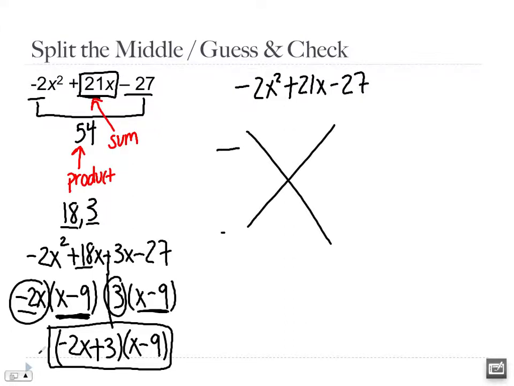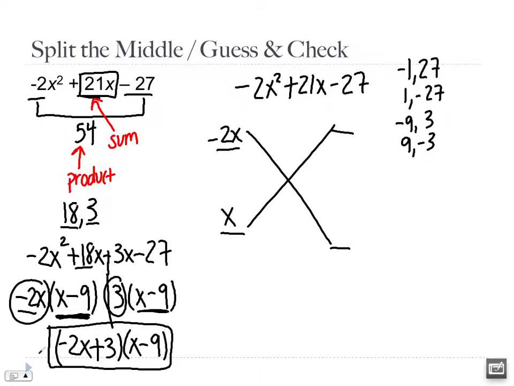So here and here are the two terms that multiply to be negative 2x squared. That's going to be negative 2x and positive x. Over here on the right are the two numbers that multiply to be negative 27. I'm just going to make a list of factors. Our options are negative 1 and positive 27, positive 1 and negative 27, negative 9 and positive 3, or positive 9 and negative 3.